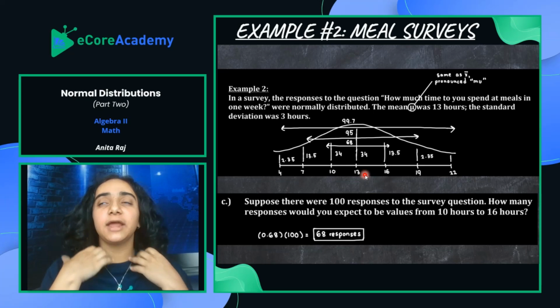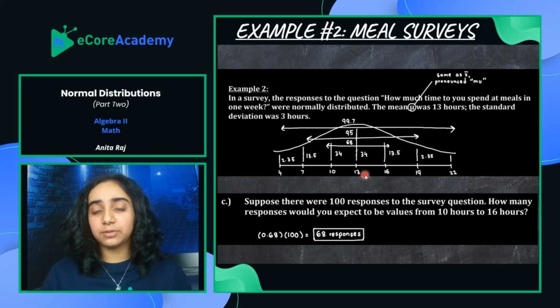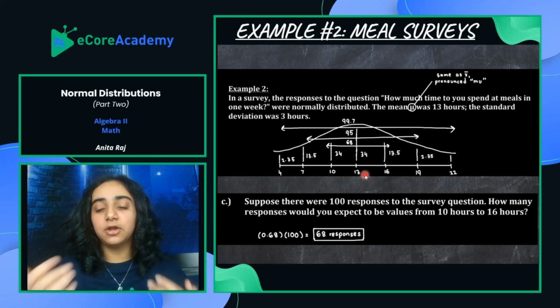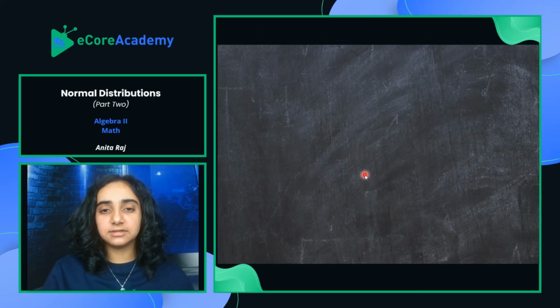Now we're actually given a value of how many total responses there are. Well, what we can do is take those 100 total responses and multiply by 68%, which as a decimal is 0.68. If we multiply that, we get the answer 68 responses. What this means is that 68 out of those 100 people probably fell in that one standard deviation. Because we took the percent we found, multiplied it times the total, and found out what part of that total falls in one standard deviation. So that would be 68 responses.